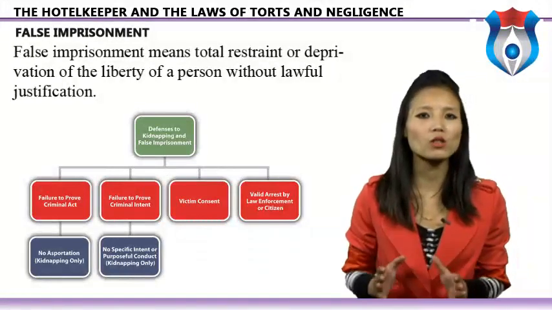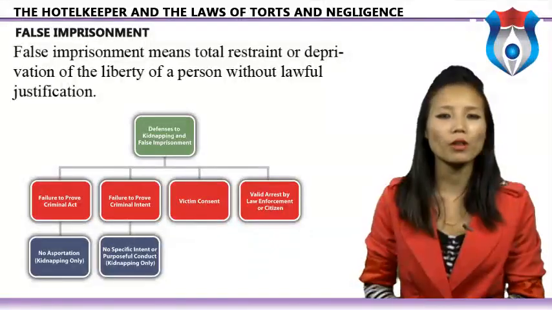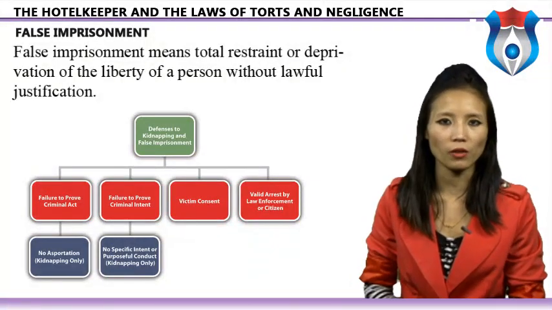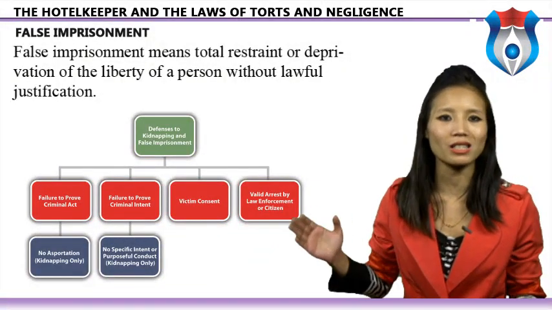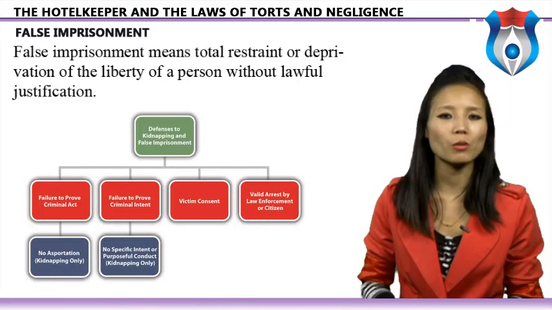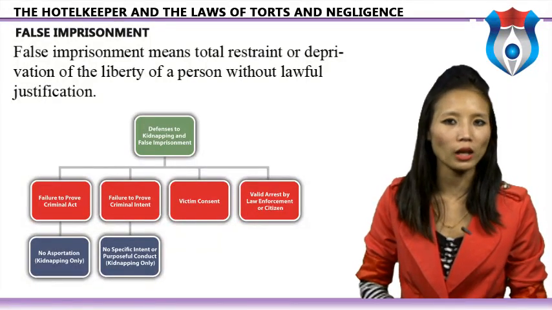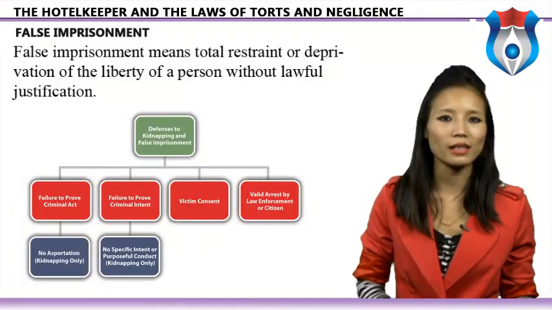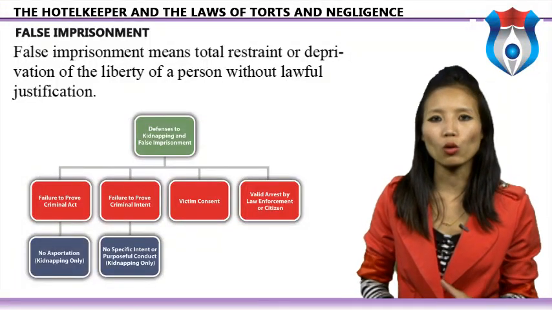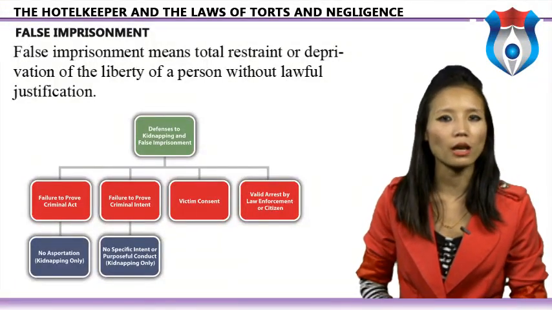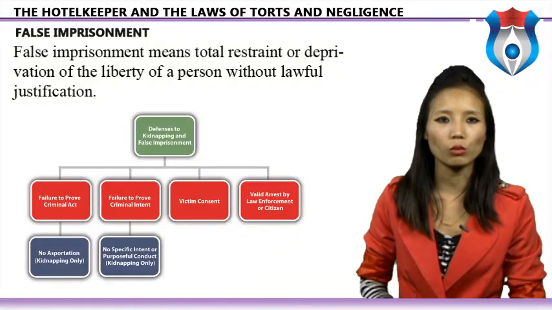False imprisonment means total restraint or deprivation of the liberty of a person without lawful justification. The duration of the time of detention is immaterial. False imprisonment may be committed even without the plaintiff's knowledge, for example by locking him up in his bedroom while he is asleep and then reopening the door before he was awoken. In such a case, the plaintiff may still sue.